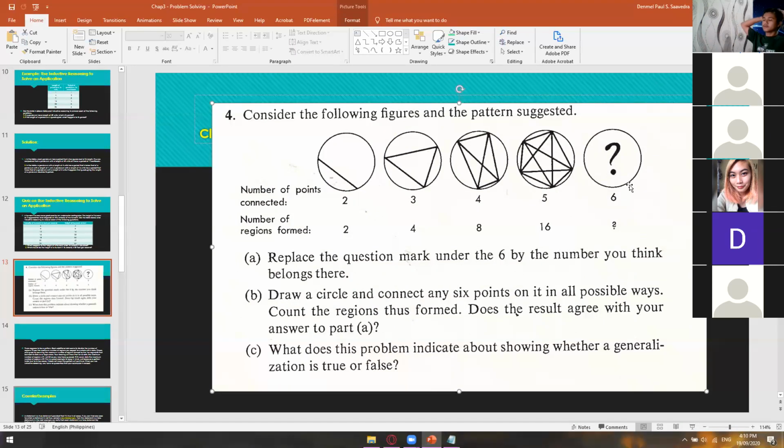Ano sinabi ko? 7? 6 lang, 6 points lang pala. Kasi yun yung susunod dito. Okay. So we're looking for the count of regions if we have 6 connected points.